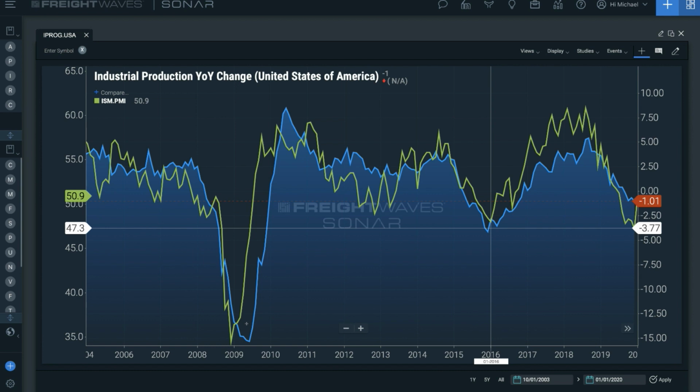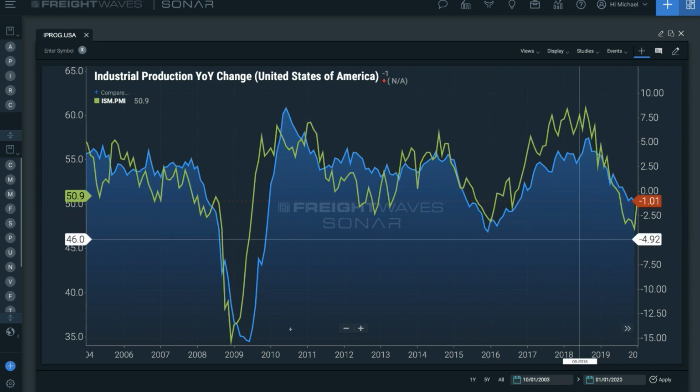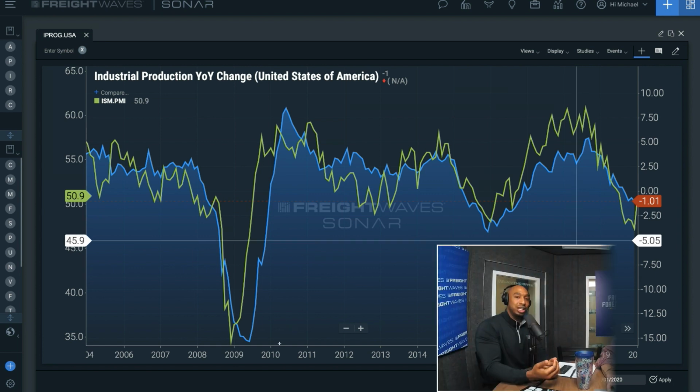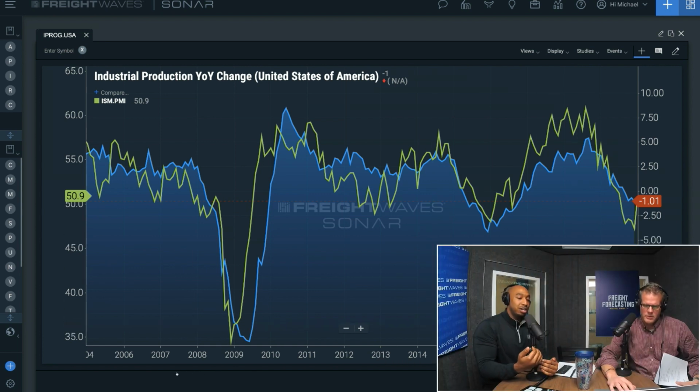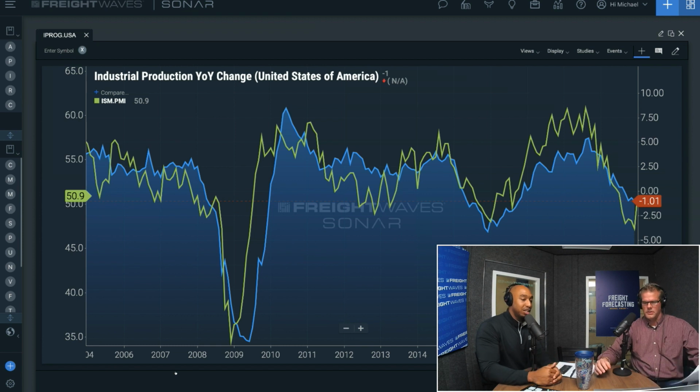And in the green line, real quick, we have the ISM PMI, the Purchasing Managers Index. That was in the headlines a bit recently. Just giving a backdrop on the PMI, it's put out by the Institute for Supply Management, and it's a diffusion index. Anything under 50 is indicative of contraction. Anything above 50 is indicative of expansion. I'm pretty sure these are two very familiar indices that our viewers who are into freight forecasting might know.